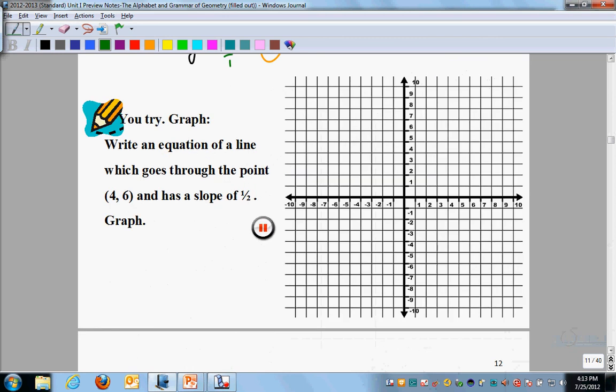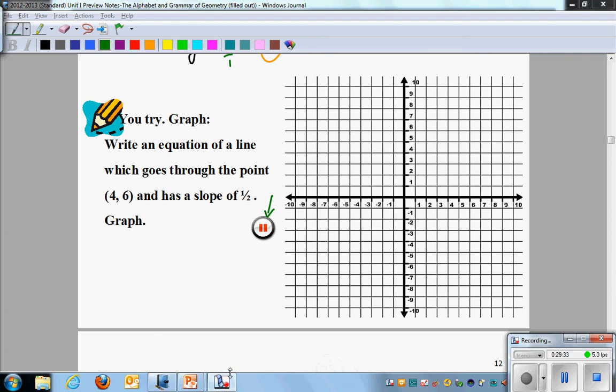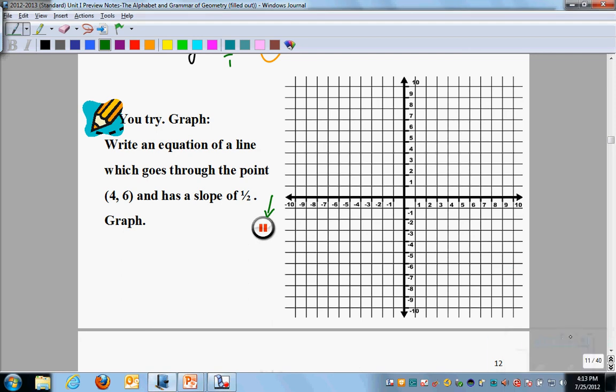So what I'd like you to do is first graph this line, hit pause, graph the line, and then plug it into point-slope form and find the y equals mx plus b version. And then start the video again. Welcome back. Let's see how you did.